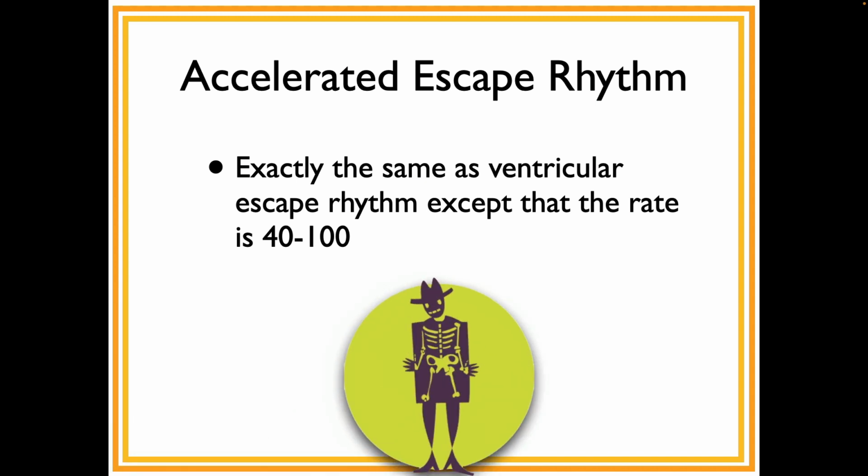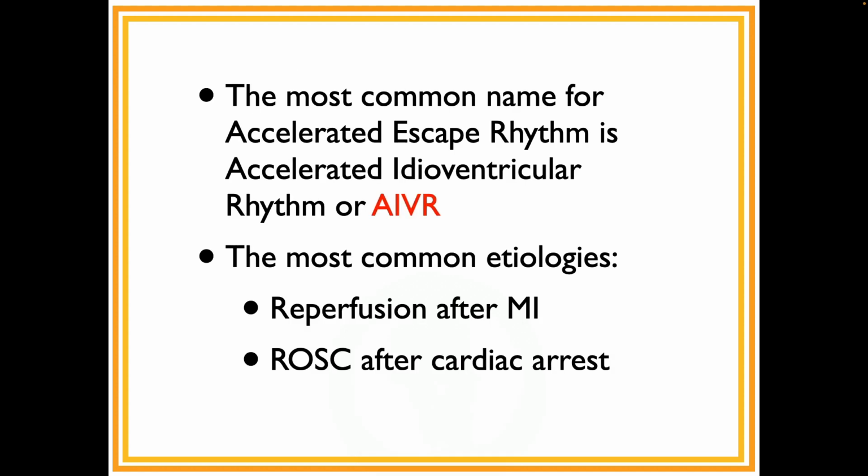Accelerated escape rhythm, accelerated ventricular escape rhythm is exactly the same, it's just faster. And the numbers aren't the same as junctional, so pay a little bit of attention so you don't make a mistake there. Now, the most common name for accelerated escape rhythm is accelerated idioventricular rhythm, or AIVR. And you're very welcome to use that phrase if you want. You'll hear it in the ED. People will talk about, oh, the patient is an AIVR. Okay. And again, the most common etiologies for this are reperfusion after the cath lab or ROSC after cardiac arrest.